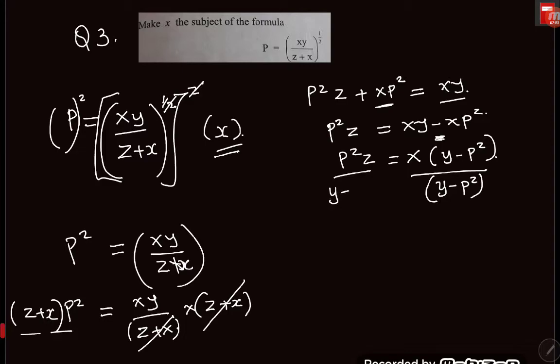So this will be y minus P squared. Hence, we cancel the bracket out. Then x will be equivalent to P squared z over y minus P squared. This value that we have here is our solution.